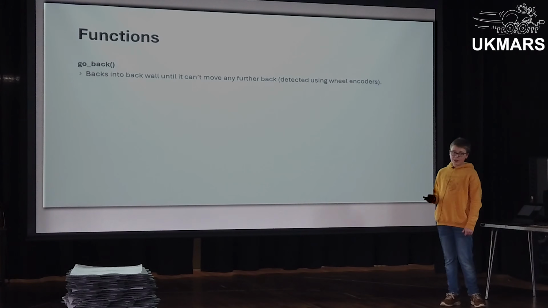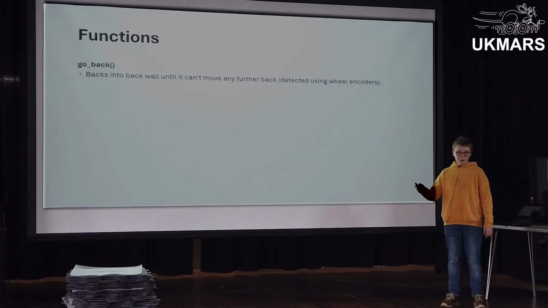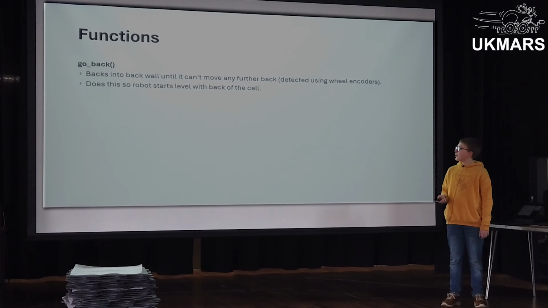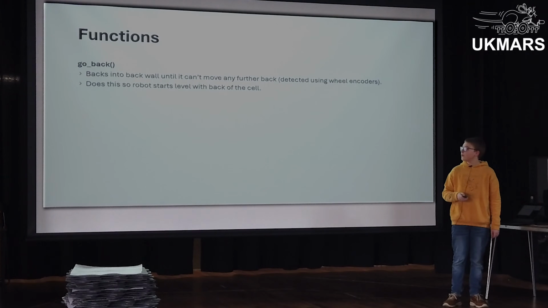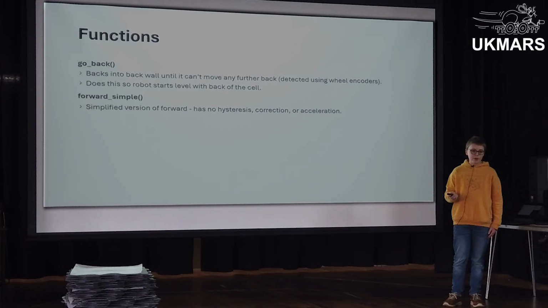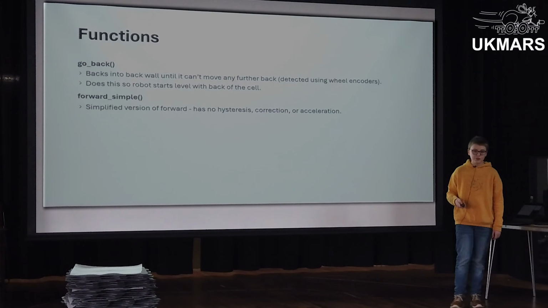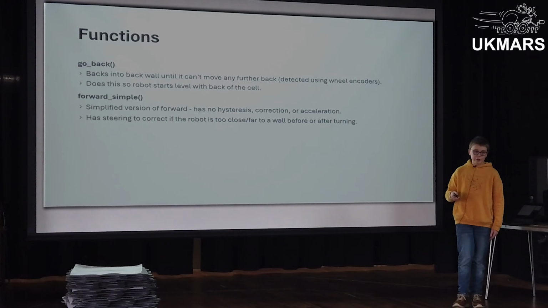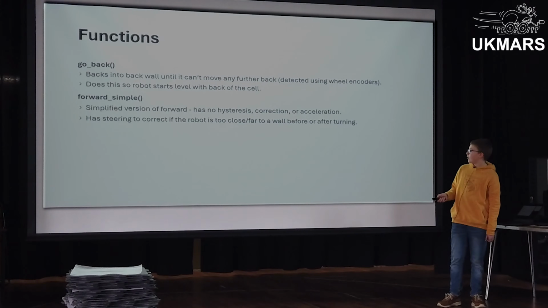Go back is our function for backing into the wall until it can't move any further back, detected using the wheel encoders. It does this so the robot starts right at the back of the cell and level. And then forward simple is a more simplified version of the forward routine. It has no hysteresis, correction or acceleration. It does have steering to correct if the robot is too close or far from the wall when in the turning or U-turn functions.